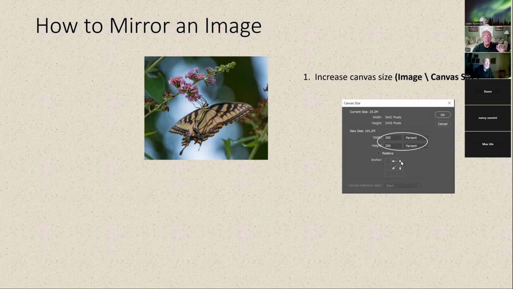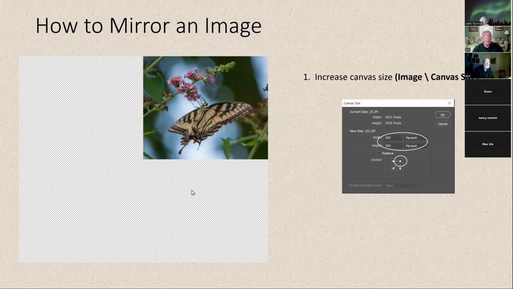So I've moved the anchor point to this top right corner here. Normally the default is in the middle. So we're just clicking the top right corner. And now when you go back into Photoshop, we're all set up. It's in the top right corner. We're ready to mirror this thing and get a nice mirrored effect.